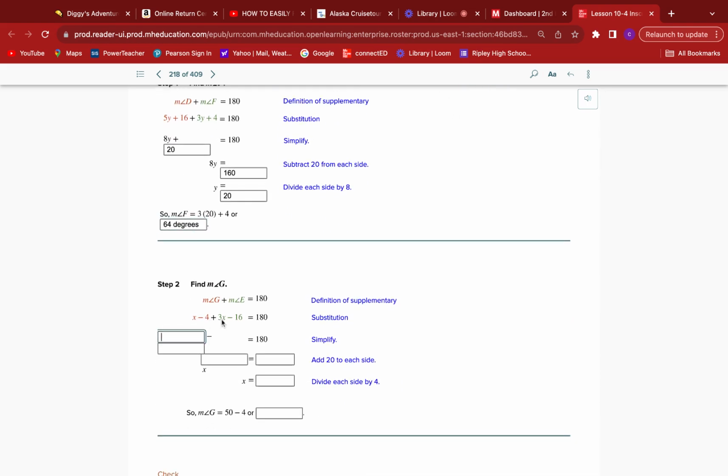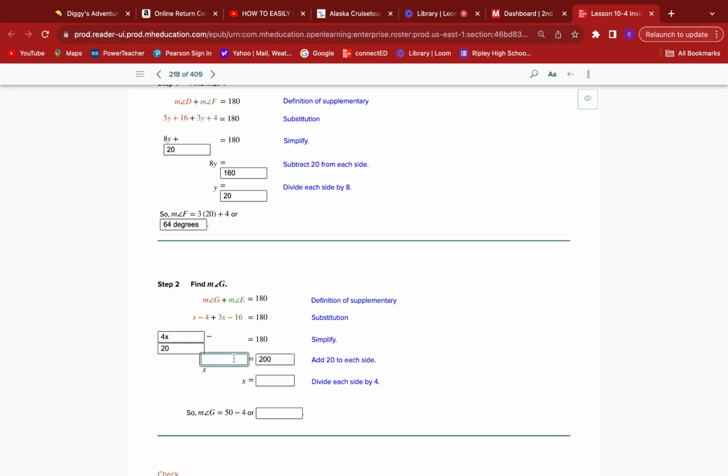Okay, so it looks like they put that together. So 1x and 3x is 4x. Negative 4 and negative 16 is minus 20, equals 180. Okay, so let's see. I'm going to add 20 to the other side. 180 plus 20 is 200.